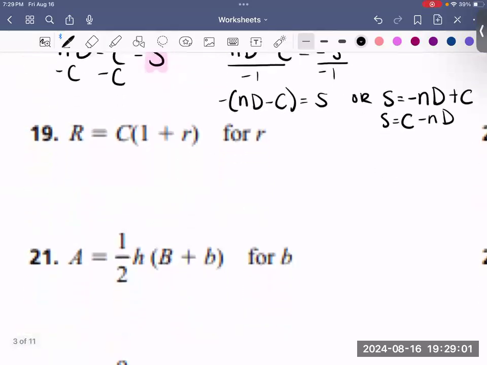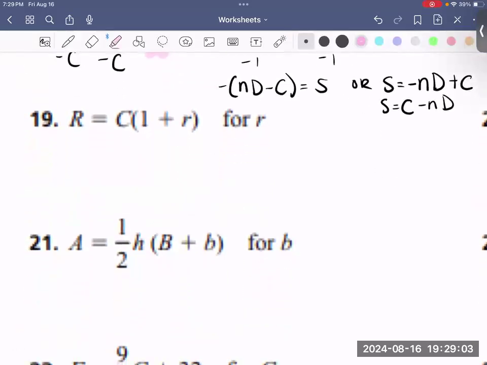All right, now let's try 19. So same idea as the one before, just a different sort of variation is that before we can get to this R, you have this grouping going on. You have this parentheses. So we could do one of two things. We could either distribute your C or we could divide out your C. Now I'll show you both ways. Let's say we break it open. R is equal to C plus CR.